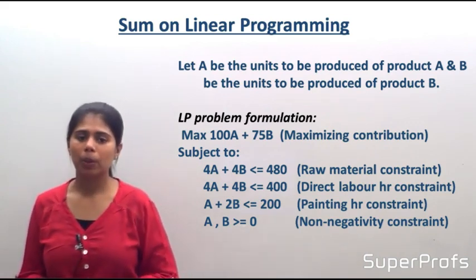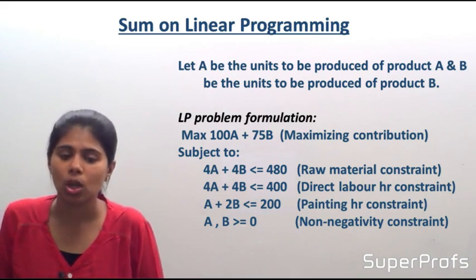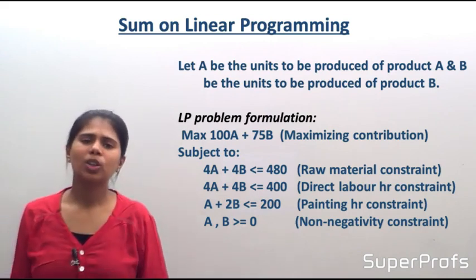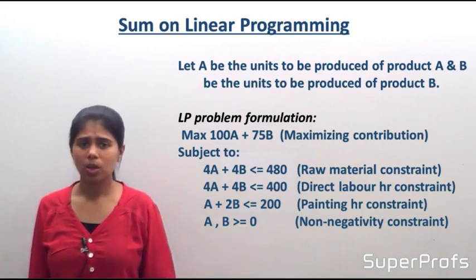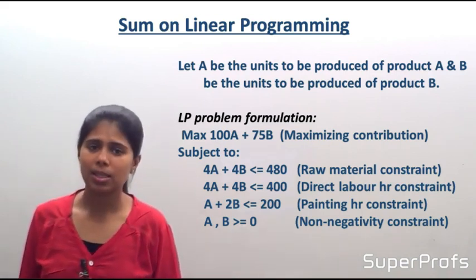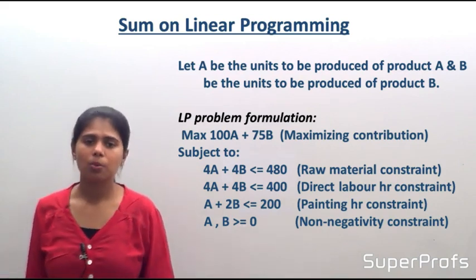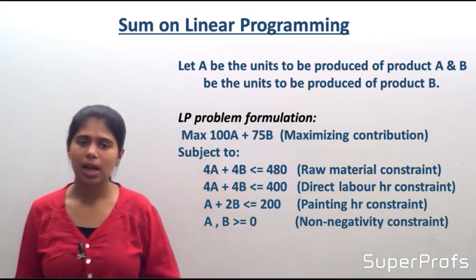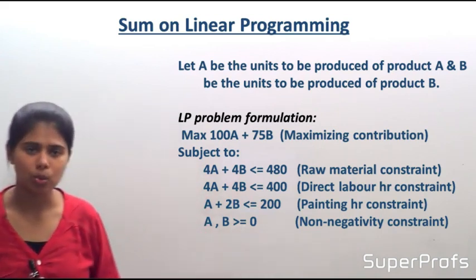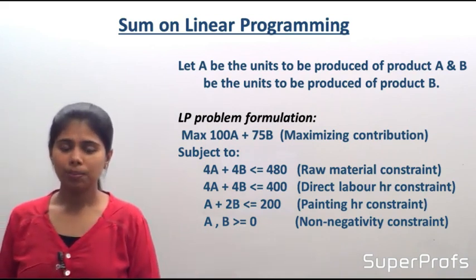LP problem formulation is what we are going to do now. We have to maximize the contribution. So why are we not talking about profit, and why are we only talking about contribution? Because fixed cost will remain fixed. Maximizing profit is nothing but contribution minus fixed cost, and fixed cost is always going to remain fixed. So contribution minus fixed cost is as good as maximizing contribution. Hence, our objective is to maximize contribution.